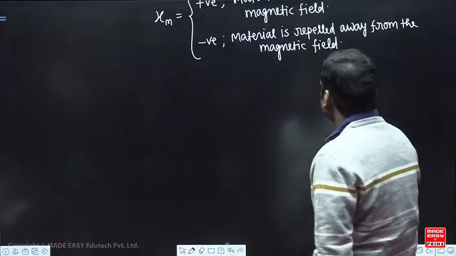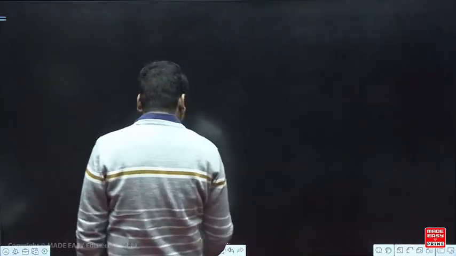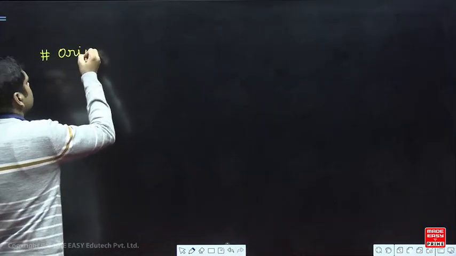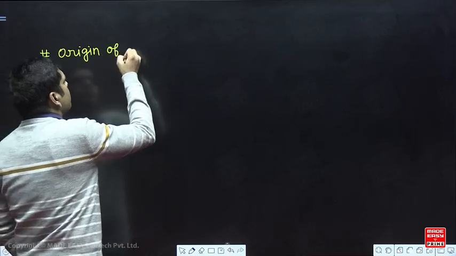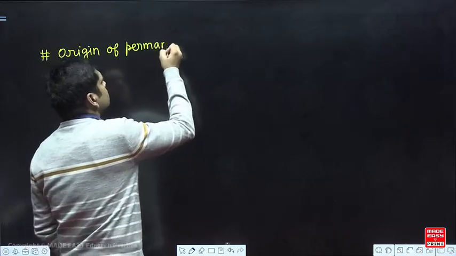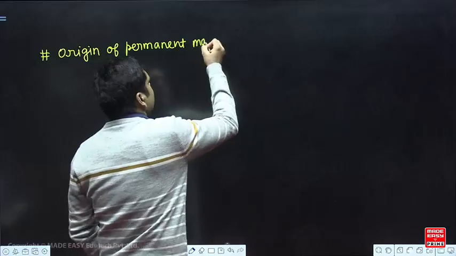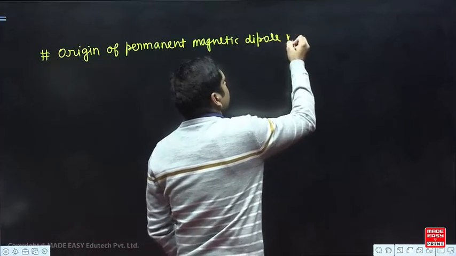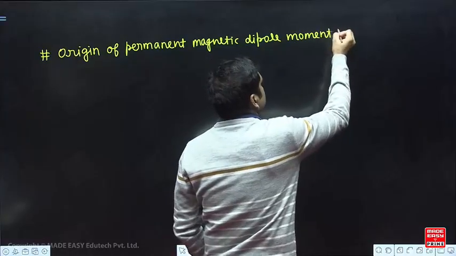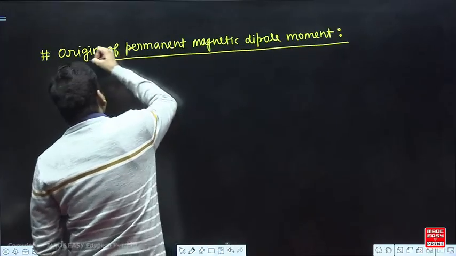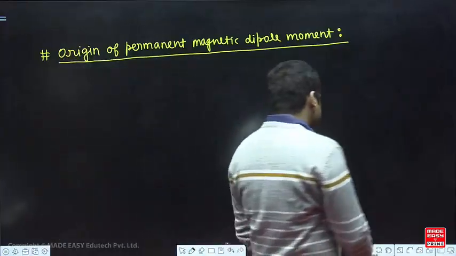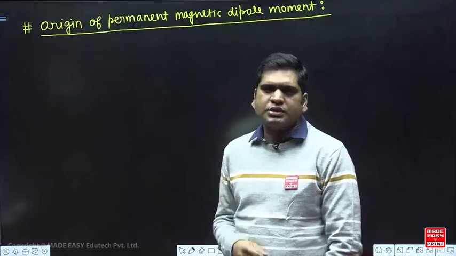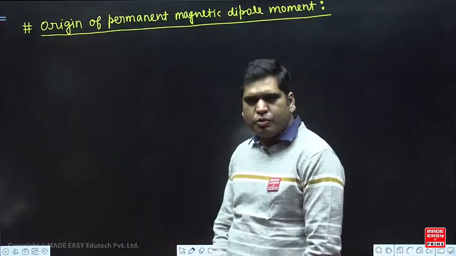Origin of permanent magnetic dipole moment. I told you that angular motion of charge is responsible for magnetism. Whenever there is angular motion of charge, it will create a magnetic dipole moment.